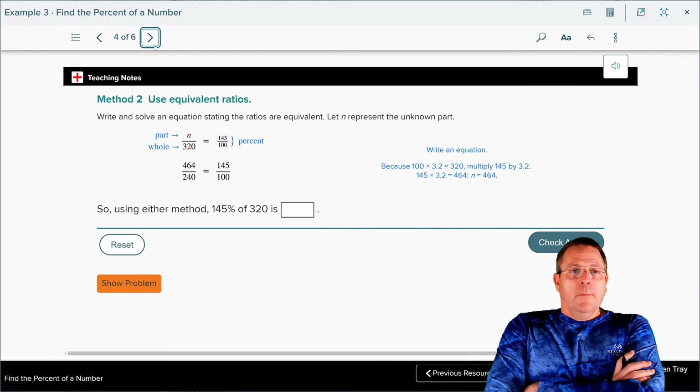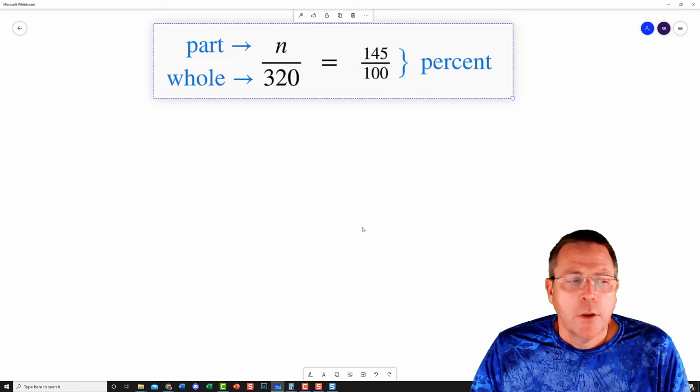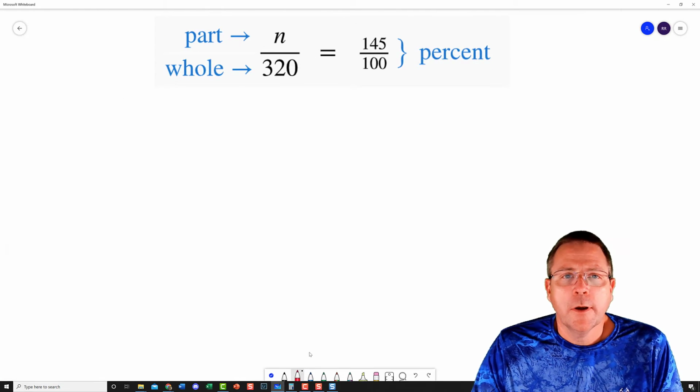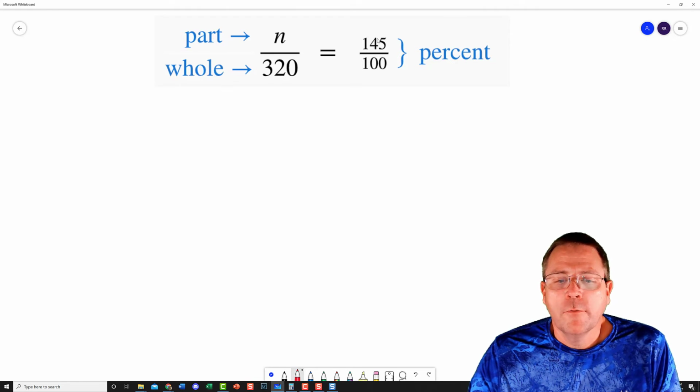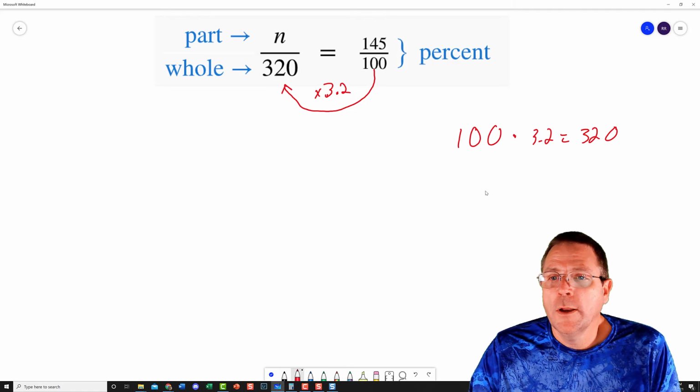To solve the same problem using equivalent ratios, let's take a look at this one. So they set us up with a problem here, and in our problem we have got 145% compared to 100%, the unknown part compared to the whole part of 320. So ask yourself, what do you have to do from 100 to get it to 320? That's multiply it by 3.2. So from there we could say right here 100 times 3.2 is equal to 320.